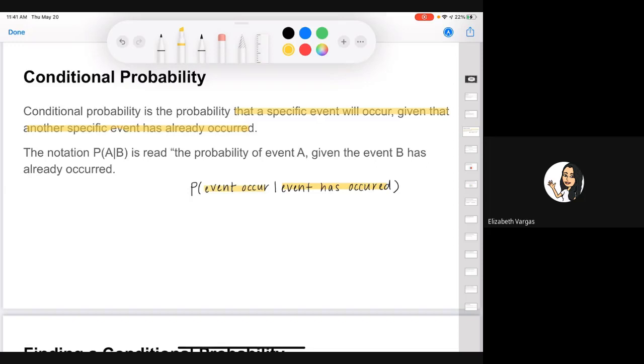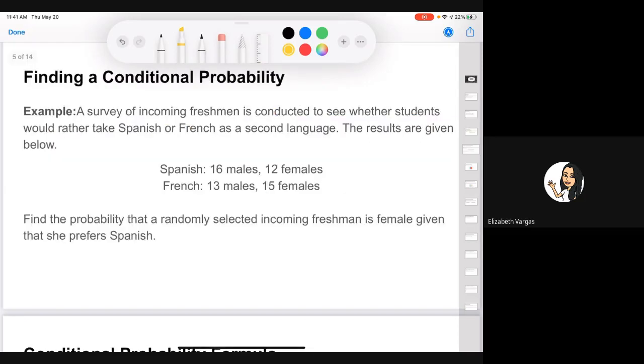We're going to go ahead and look at an example of conditional probability. A survey of incoming freshmen is conducted to see whether students would rather take Spanish or French as their second language. The results are given below. For Spanish, 16 males and 12 females decided that they would take Spanish as a second language. For French, 13 males and 15 females decided that they would take French. This is asking us to find the probability that a randomly selected incoming freshman is a female given that she prefers Spanish.